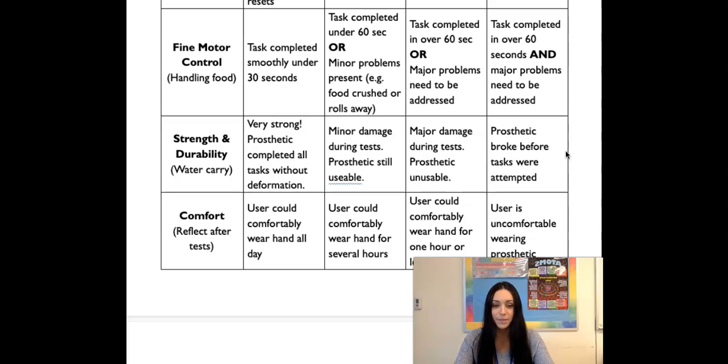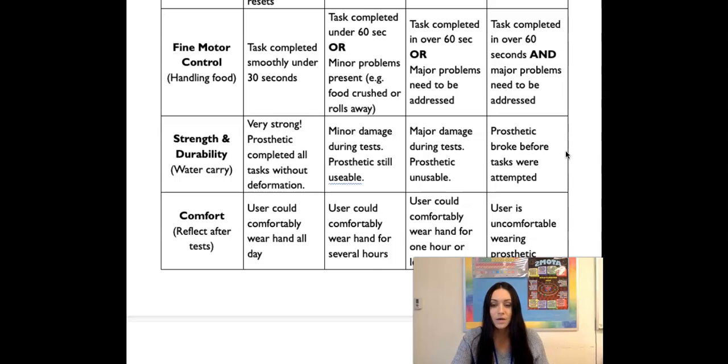Next, we will look at your strength and durability. This will be tested by the ability of the appendage to carry the water that Layla needs to carry. To get a 3, you will be able to carry the 2 liters of water in a bag for the 6 feet distance with minor damage during the test. Your prosthetic still remains usable after carrying the water. For a 4, your prosthetic will show extreme strength and durability by carrying that water without any deformation or damage to the prosthetic.